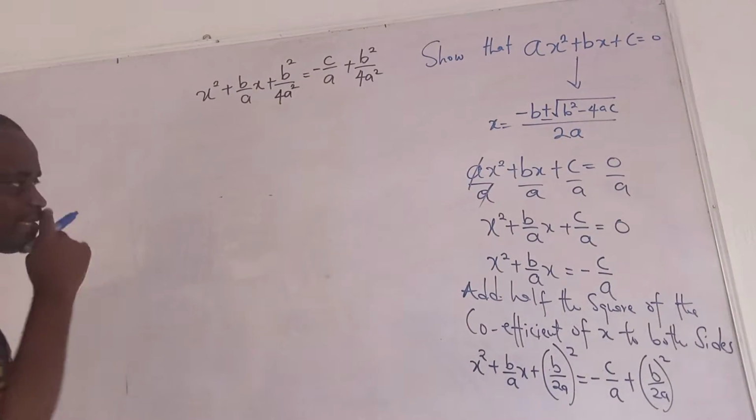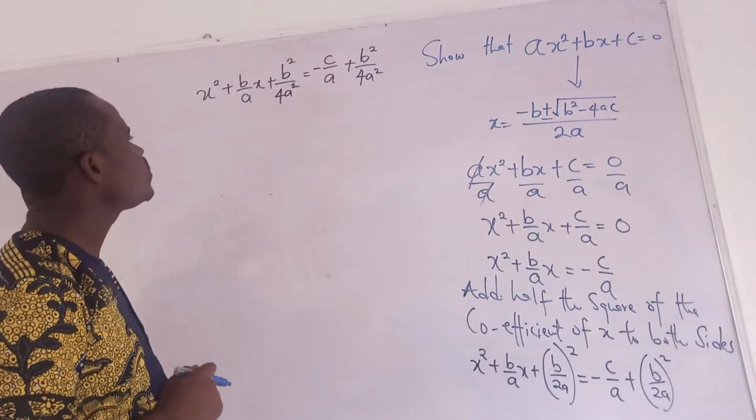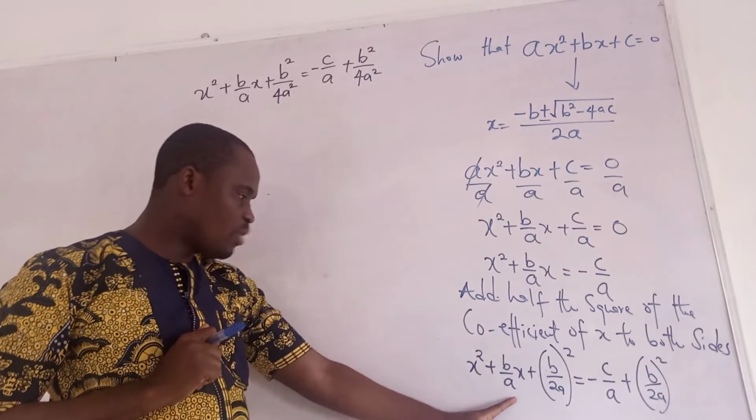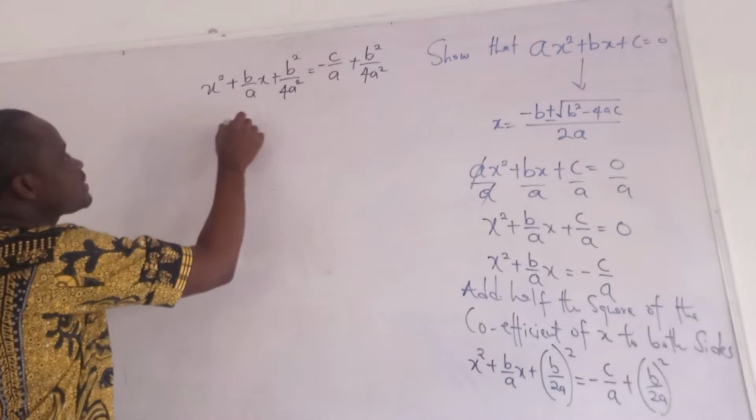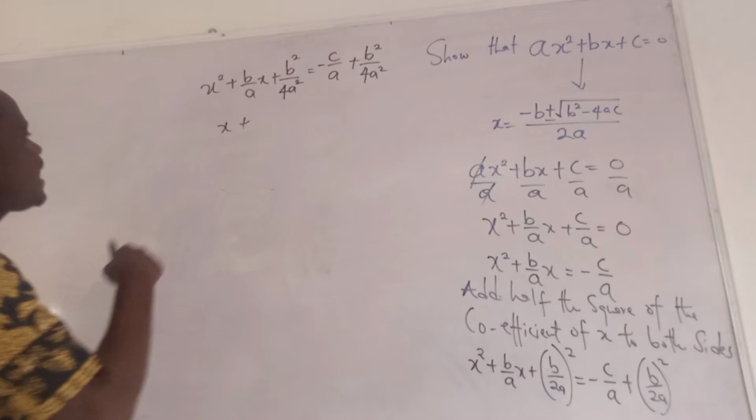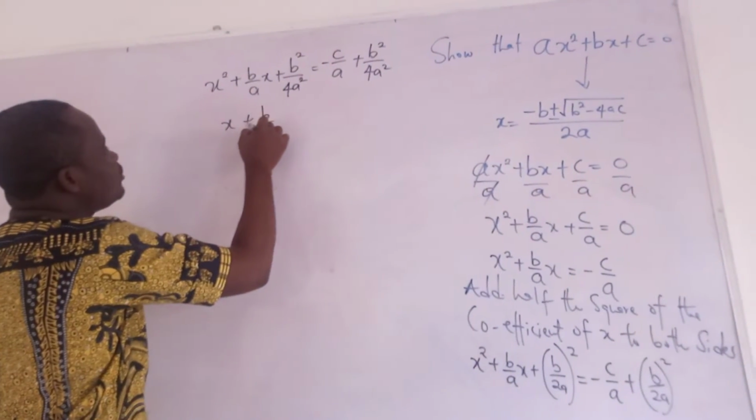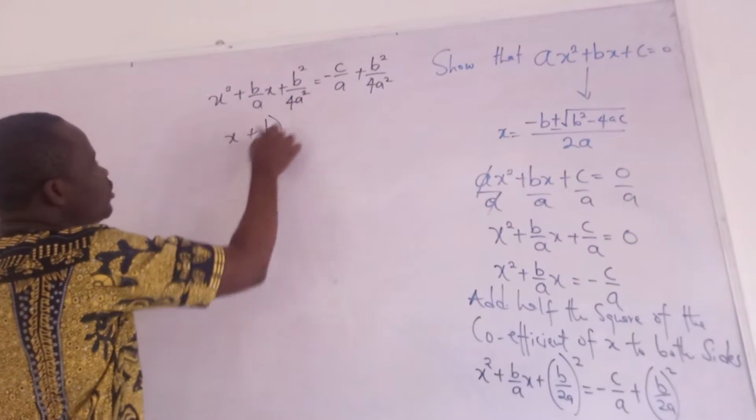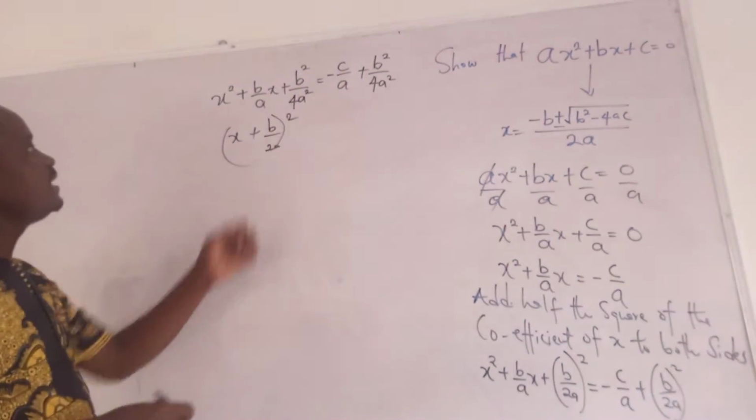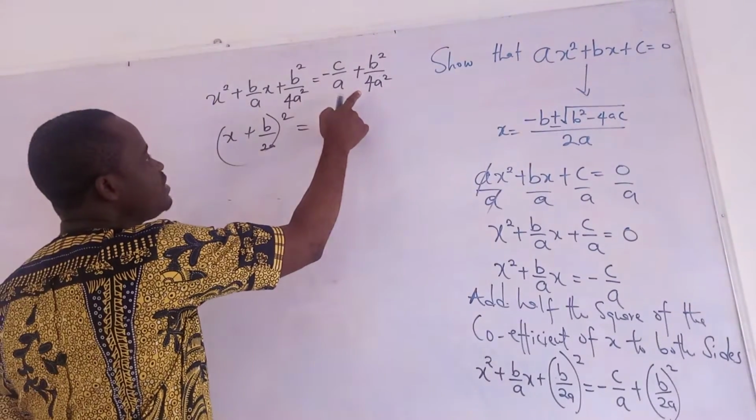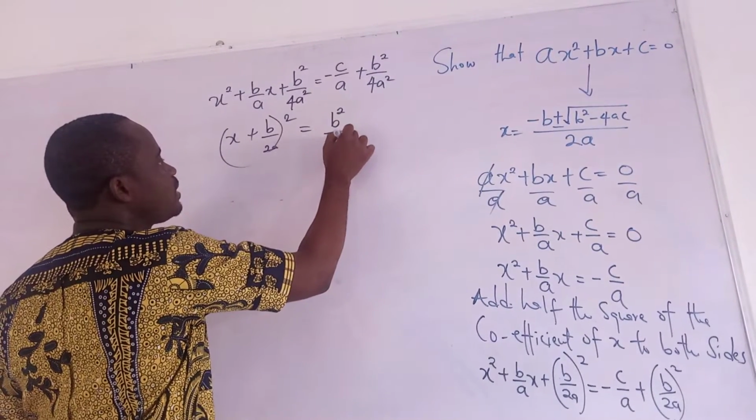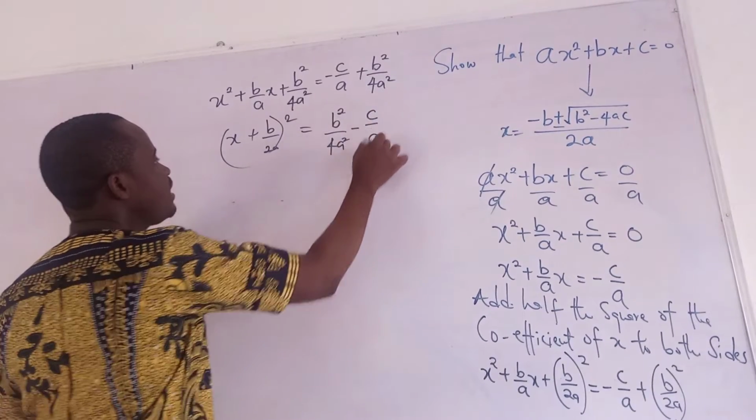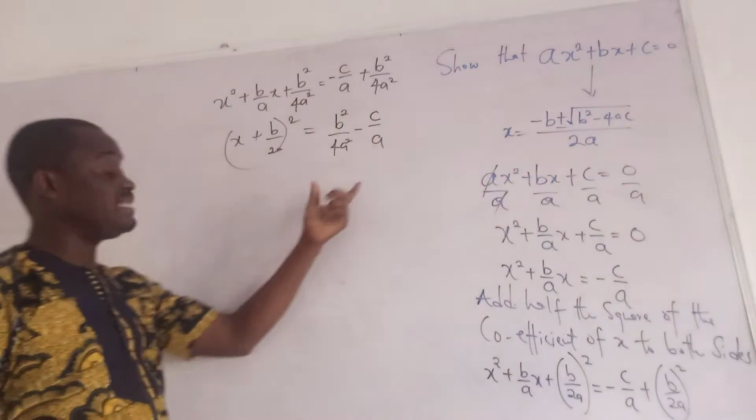If you factorize this, a very simple way I advise is this. Since you are dealing with the coefficient of x, you just say x plus b over 2a, squared. Can you see it? Then equals, please rearrange this: b squared over 4a squared minus c over a. Are you seeing it? Then you can take the LCM of this.